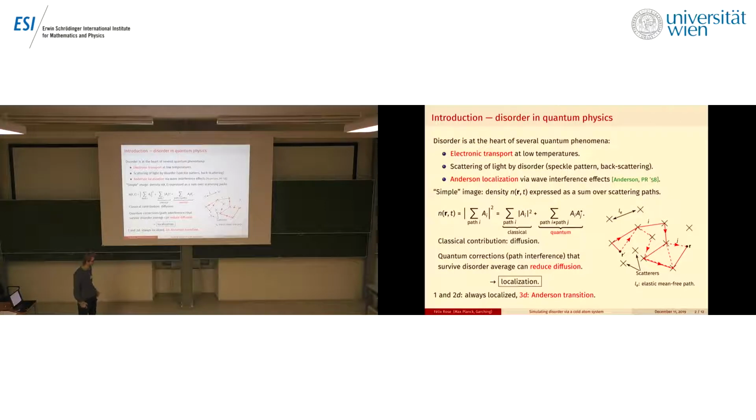In the case where it doesn't vanish, it can lead to corrections, which could either hinder the diffusion of the particle or even completely kill it, that is, localize the particle. In 1 and 2 dimensions, in the presence of disorder, quantum systems are always localized, while in 3 dimensions, there is a transition with the strength of the disorder between a regime where states are localized and a regime where states are delocalized, separated by a mobility edge.